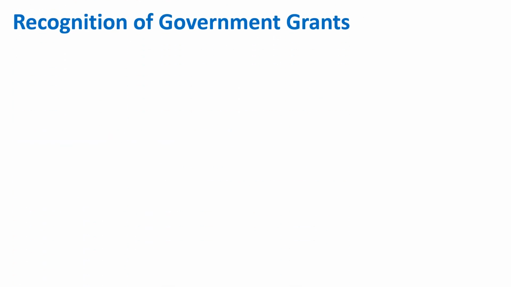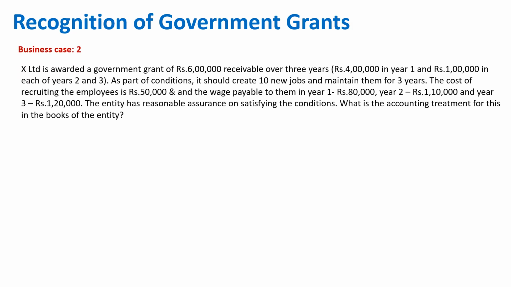An example to understand recognition of government grants. Business case 2. X Limited is awarded a government grant of rupees 6 lakhs, receivable over 3 years: 4 lakh in the first year, and 1 lakh in each of the second and third years. As part of the conditions, it should create 10 new jobs and maintain them for 3 years.